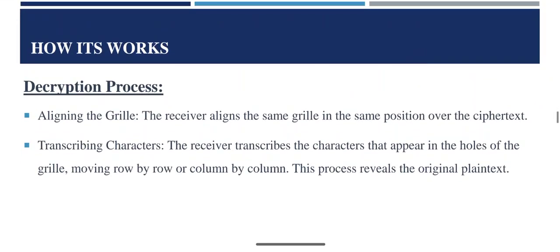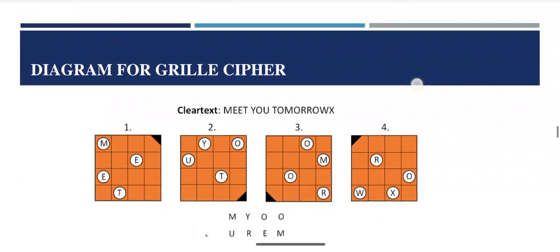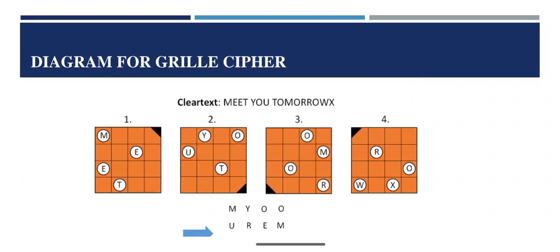Decryption process. Aligning the grill. The receiver aligns the same grill in the same position over the ciphertext. Transcribing characters. The receiver transcribes the characters that appear in the holes of the grill, moving row by row or column by column. This process reveals the original plaintext. This is a diagram for the GRILLE cipher.